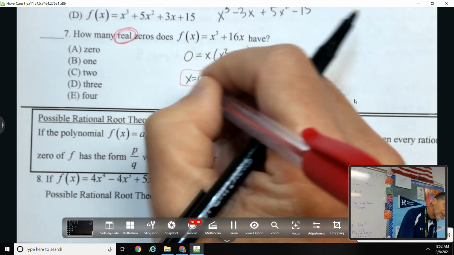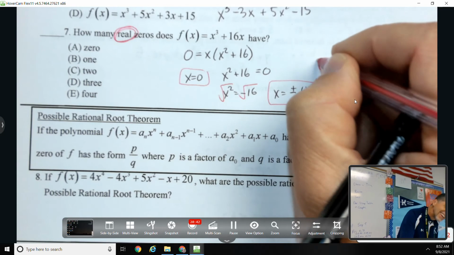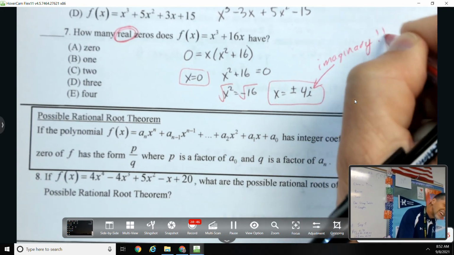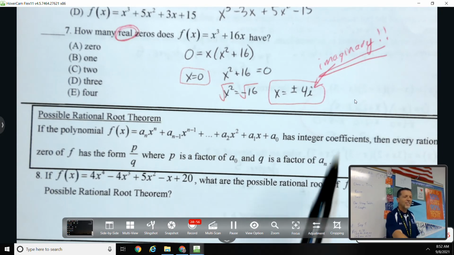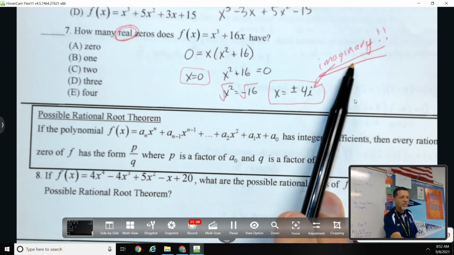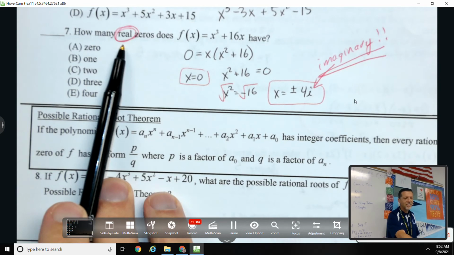Can't you factor out 4i to be 1? Because i is imaginary. Yeah, but you can change that to 1. No, that's i squared. I squared is negative 1. Know that i is imaginary. So there's two answers there. They're both imaginary. So let's answer again. How many real zeros are there? 1. One. Yes.